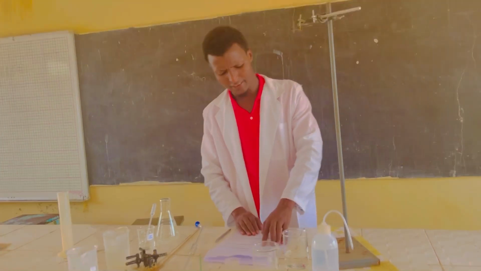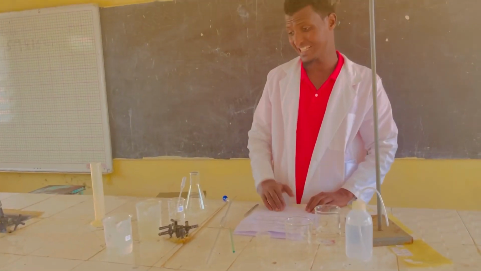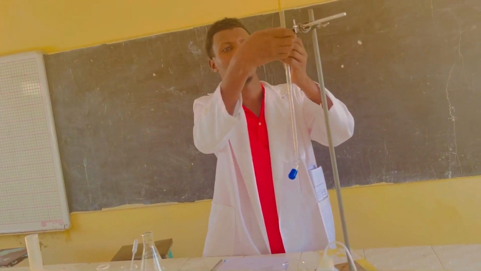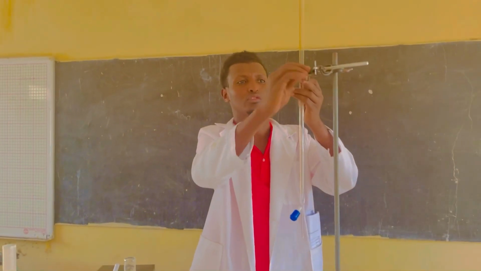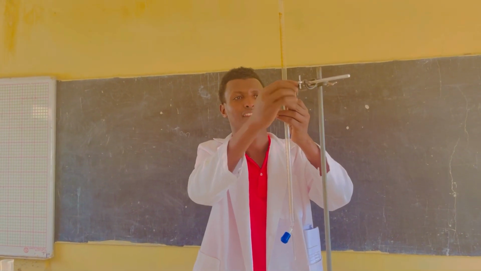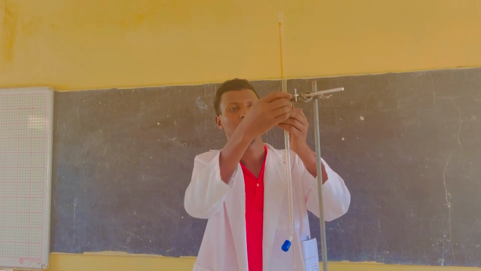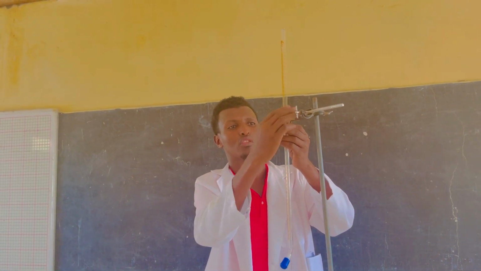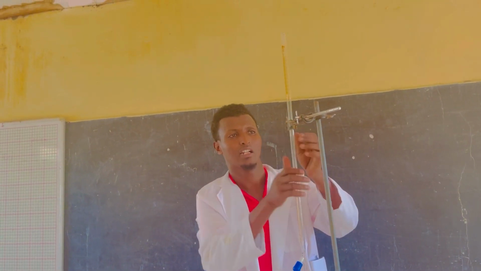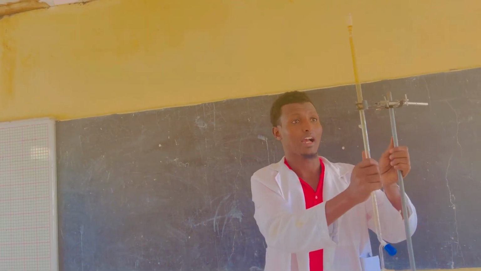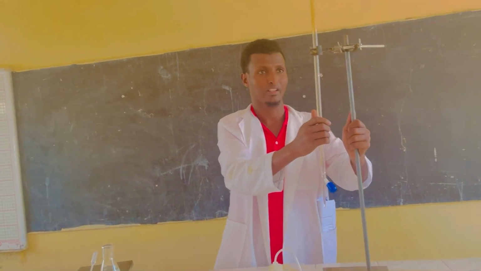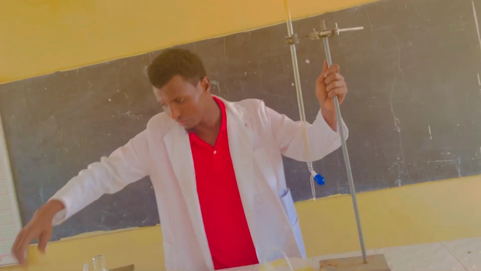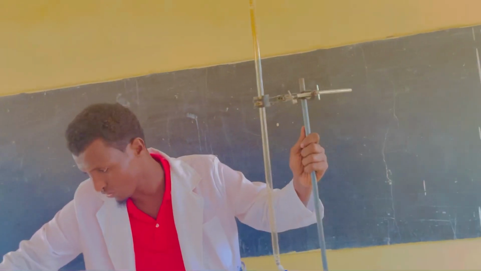Now fill the burette with solution S. So this is my burette. I'm going to fill my burette with solution S. I have used solution T, which was hydrochloric acid. Now I'm going to use solution S, as a pure solution. I will put it in the burette. So this is my solution S now.